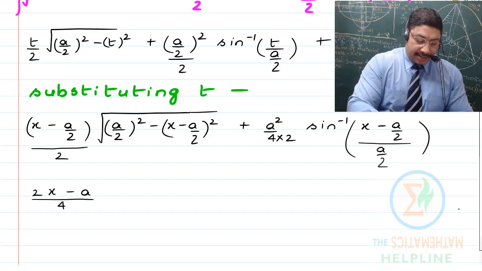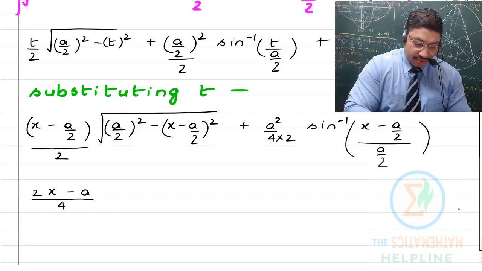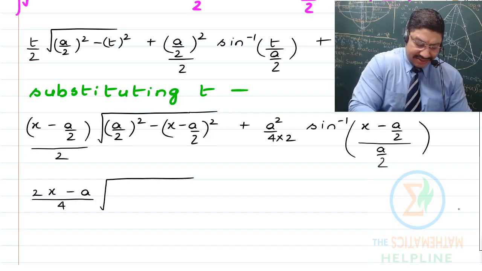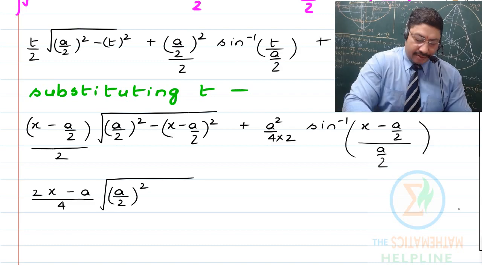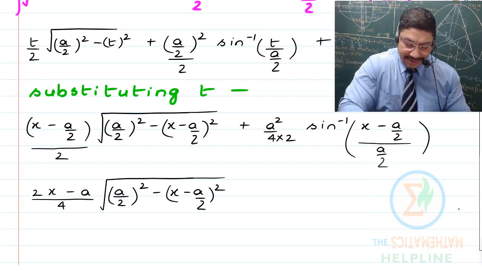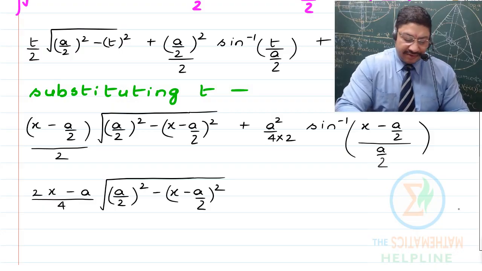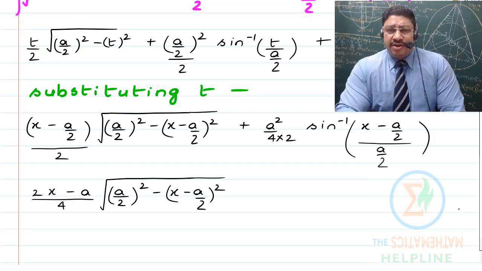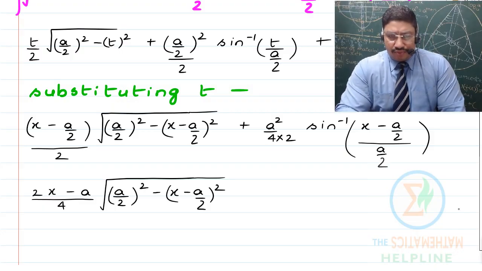Okay, now next after this we have this root entity, which I do not want to further simplify. Let this remain as it is, that is a upon 2 whole square, right? And further you have minus x minus a upon 2 whole square. Let it remain as it is, right? We don't require too much simplification, because that is only required when you have to bring a result which is to be proved, right?